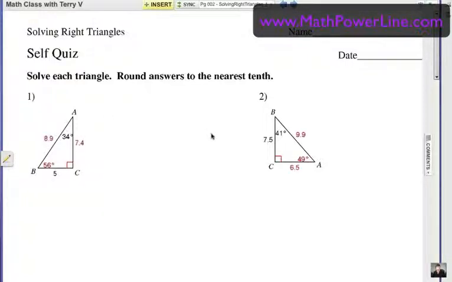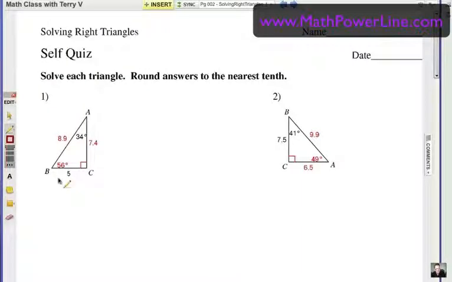Now, for this first part, I recommend that you go for the missing angle first. That's the easiest part, because you know this angle is 34 degrees and this is 90. So 90 and 34 is 124, and of course you can just subtract 124 from 180, and you get your answer of 56. Or the shortcut, as some of you have already figured out, is just 90 minus 34. You know these two angles have to add up to 90.